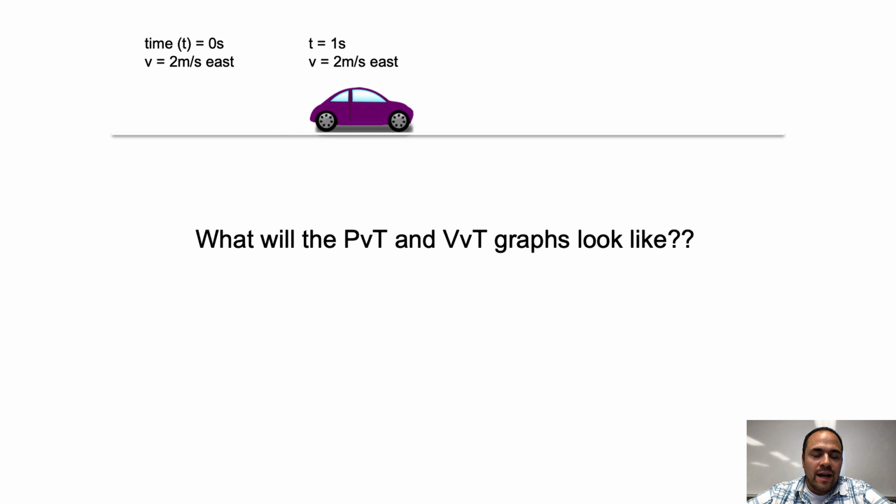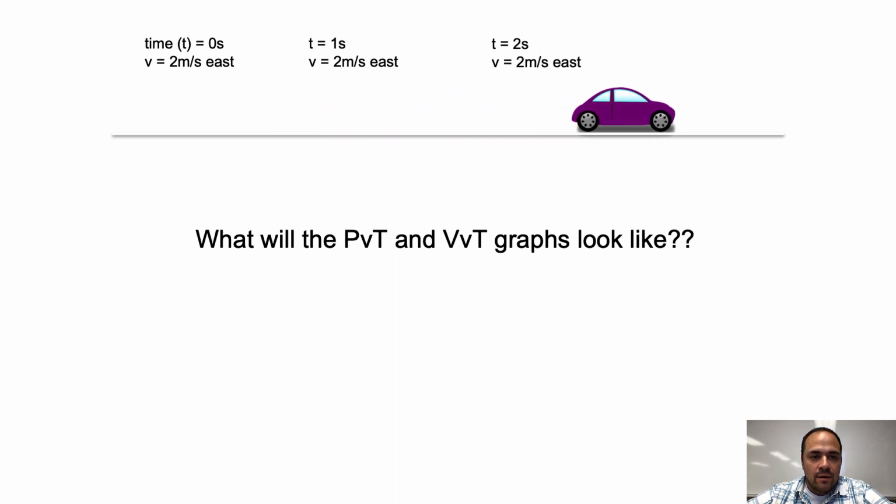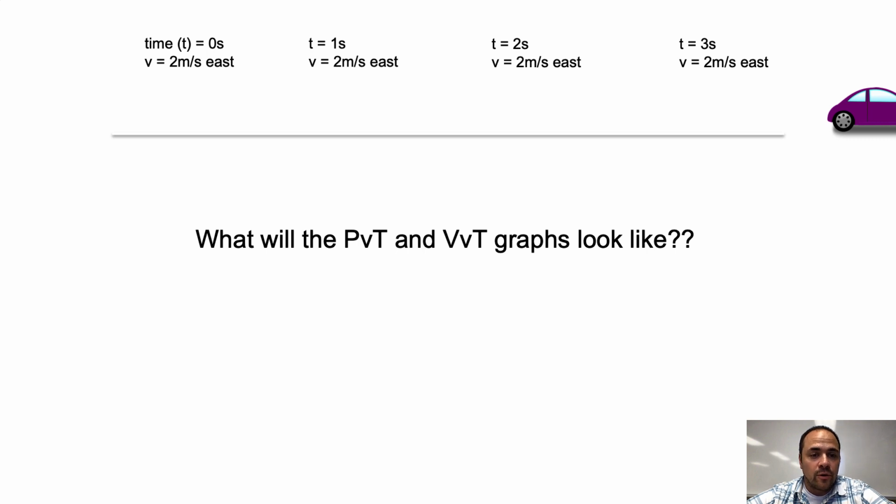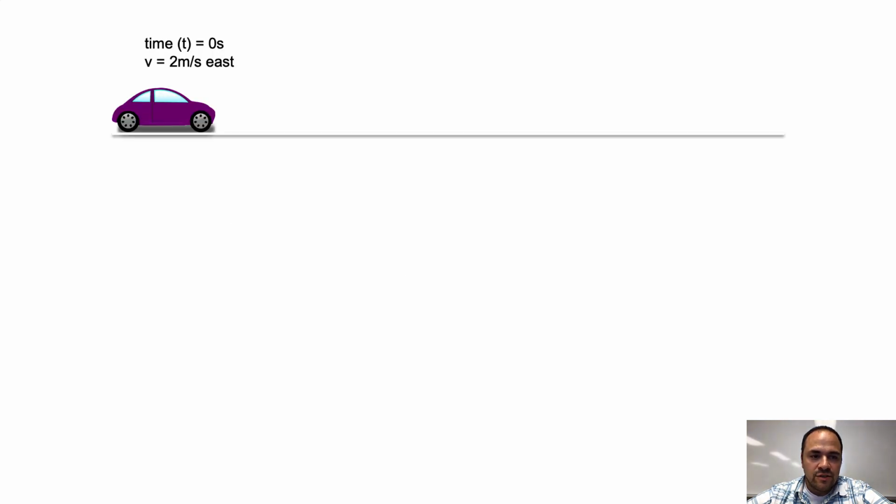At time 1, it has a velocity of 2 meters per second east. At time 2, it has a velocity of 2 meters per second east. And at time 3, it has a velocity of 2 meters per second east. So velocity is always 2 meters per second east. Is it accelerating? We know the position's changing, but is velocity changing? And the answer is no. So let's take a look at a graph, or two graphs really, of this object.